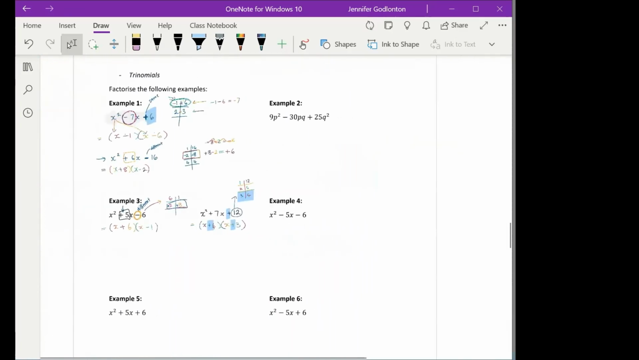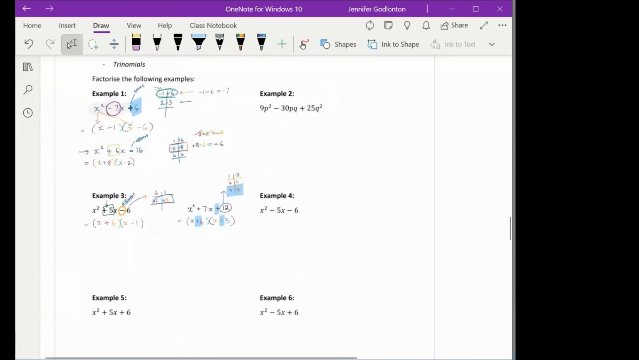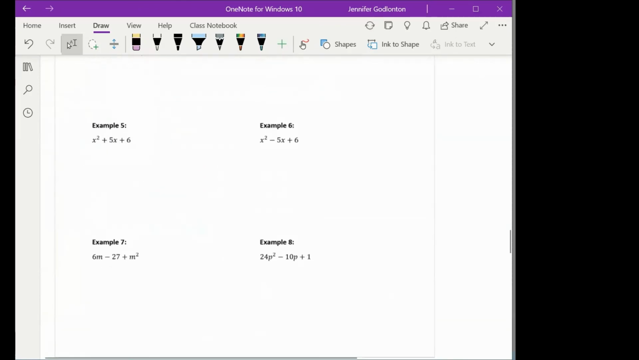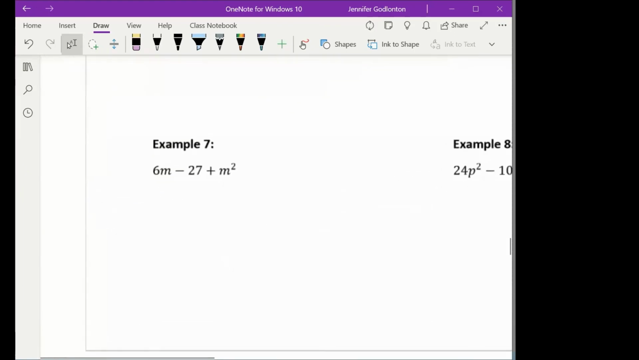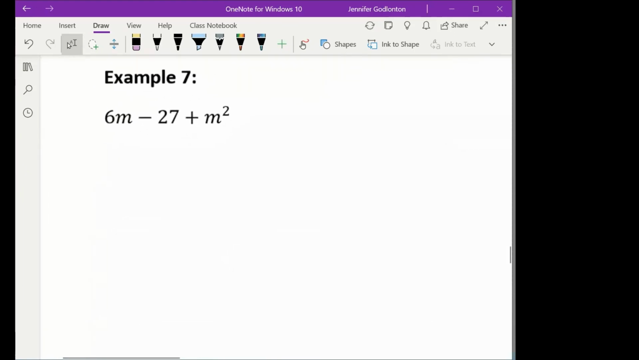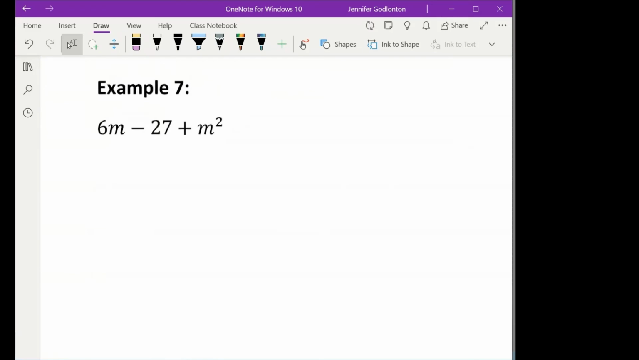Okay. One more. I'm trying to think of which one I want to, how mean I want to be. I don't want to be too mean. Okay, this one looks complicated, but all I've done is I've tried to trick you by writing it in a different order. So start by writing it in the correct order, and then do your trinomial.